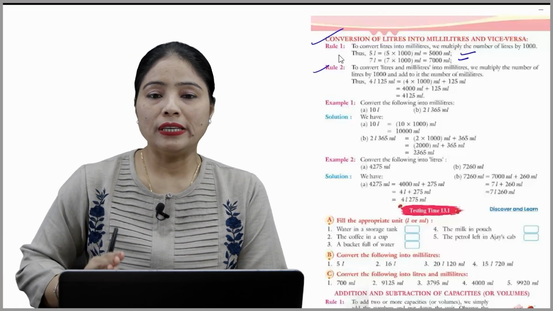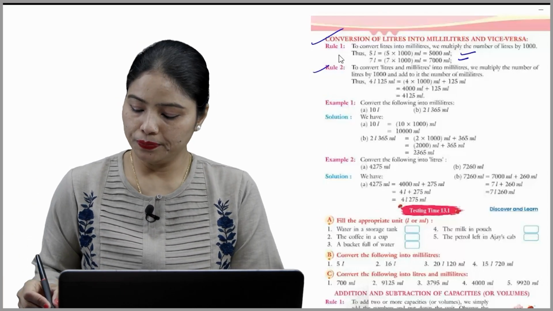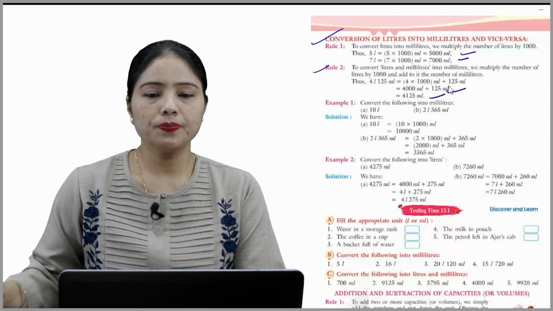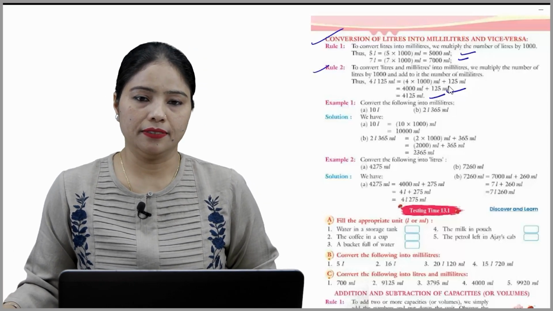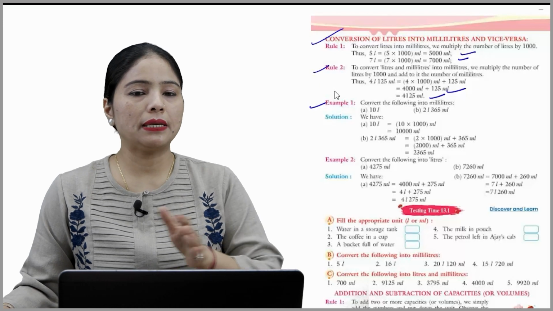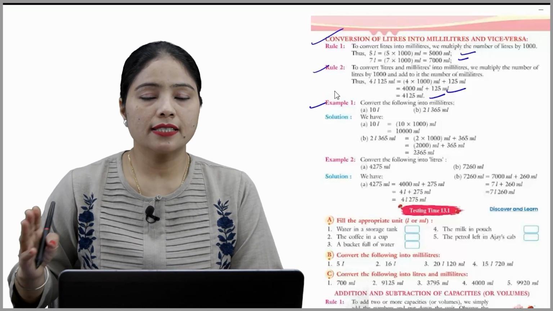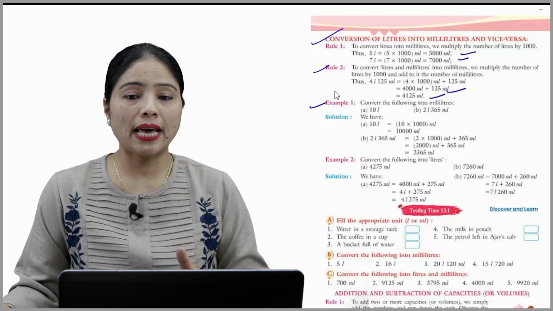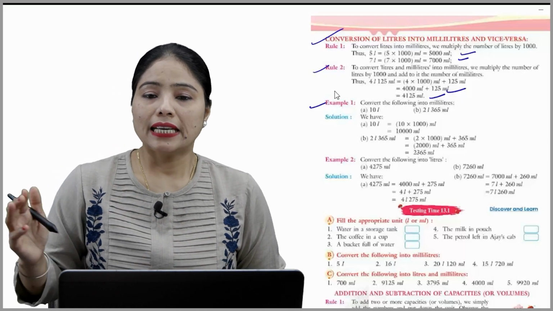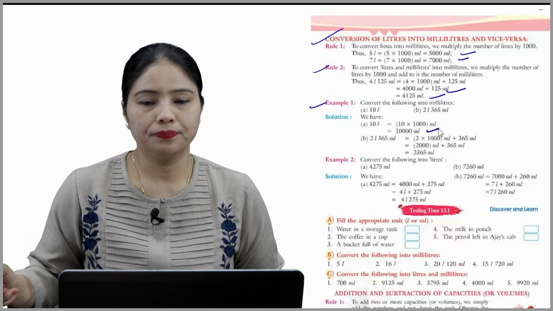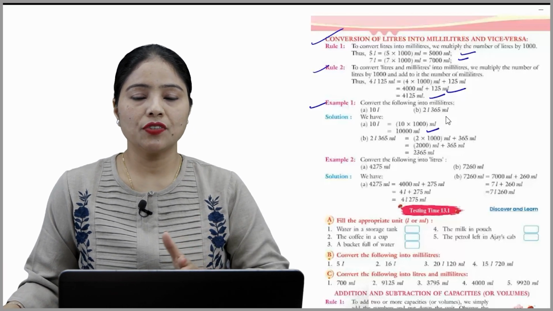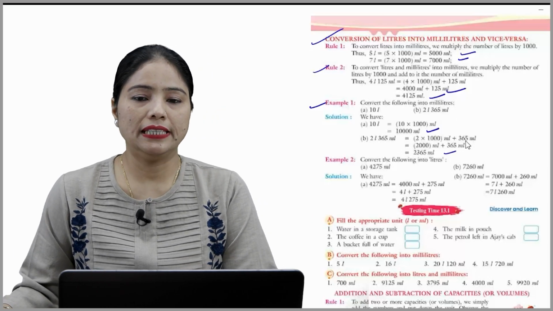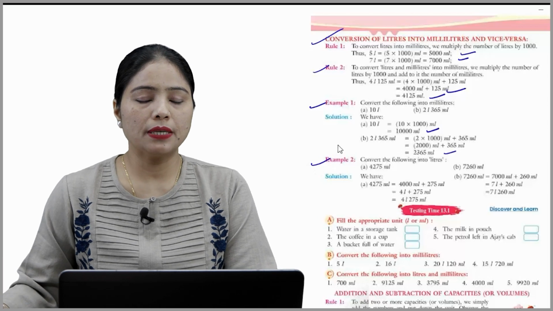Suppose we have 4 liter 125 milliliter. So 4 liter means 4000, 125 remains the same. So it becomes now 4125 milliliter. Hope you understood well. Now example number 1. Convert the following into milliliters. So here it is given 10 liter. So 10 liter multiplied by 1000 becomes 10,000 milliliter. B part is 2 liter 365 milliliters. That means 2365 milliliter.